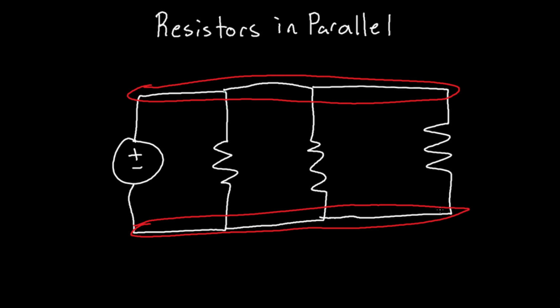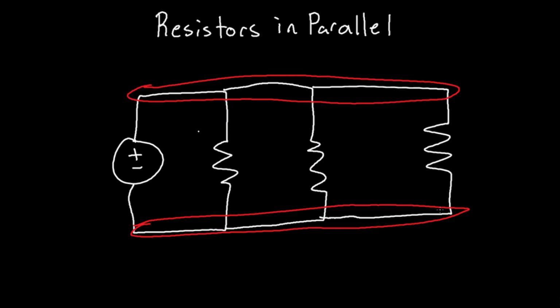So this resistor is connected to this node, this resistor is connected to this node, and the other sides of the resistors are connected to the same nodes. Therefore, these resistors are in parallel. The only condition for resistors to be in parallel is that both ends of the resistors are connected to the same nodes. It's going to be pretty obvious on the circuit diagram, because they're literally going to be in parallel.